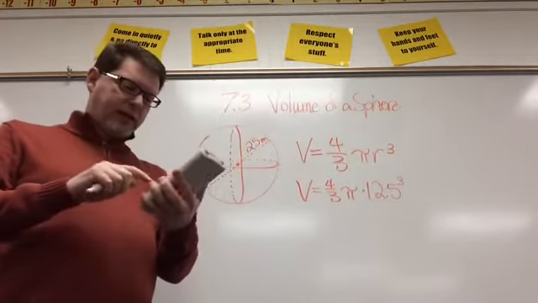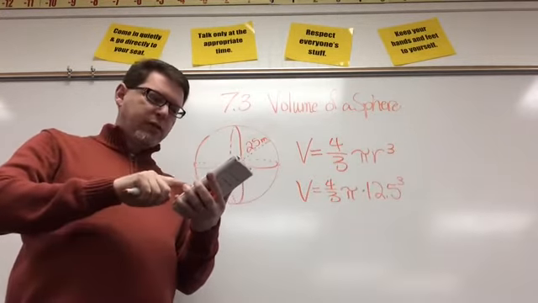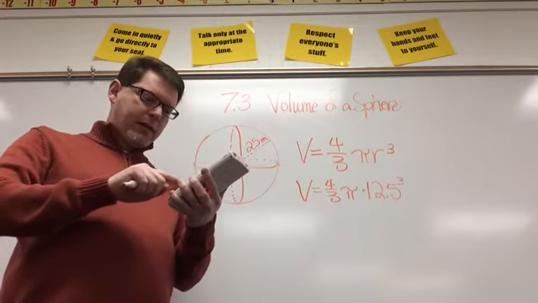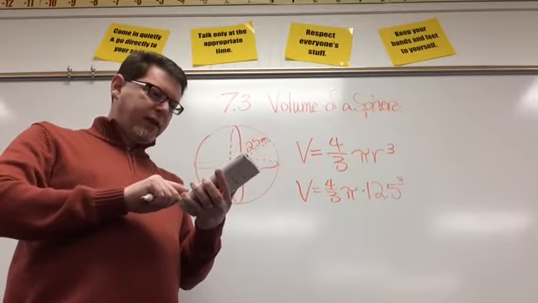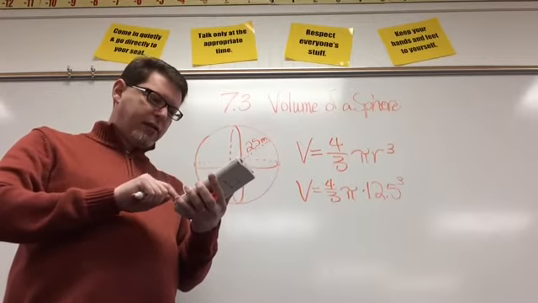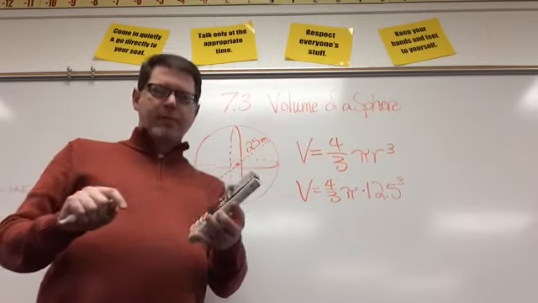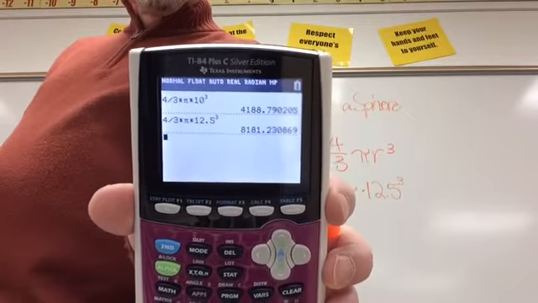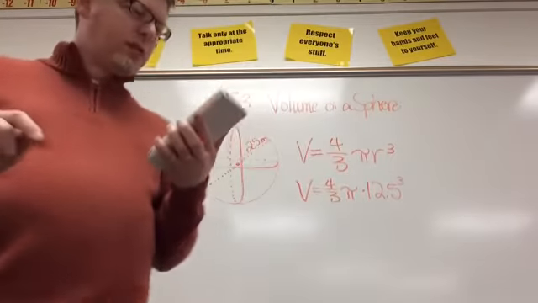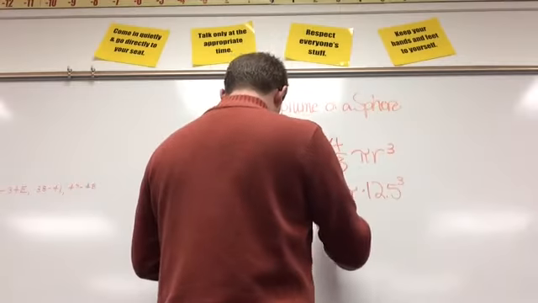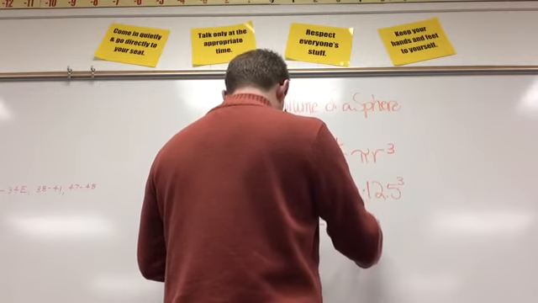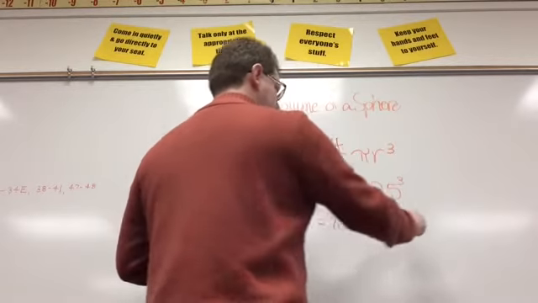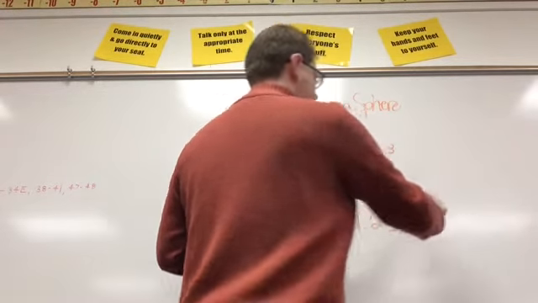So I'm going to plug that into the calculator. 4 divided by 3 times pi times 12.5 raised to the third power. And that's what I get, 8181.230869. So my answer is the volume equals 8181.23 meters cubed.